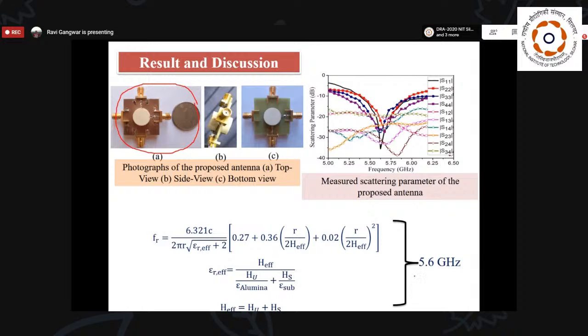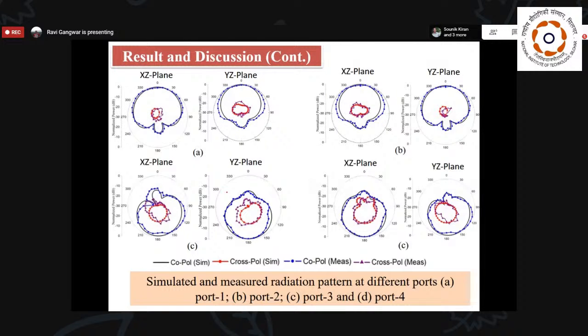And here we are able to generate the modes that are excited at 5.6 gigahertz, and this is valid with respect to the actual experimental values. So here you can see the far field pattern. You can check it here. Port 1 and port 2 are excited in the positive Z direction, and port 3 and port 4 are excited in the minus Z direction. Clear? So here we are able to get better correlation between the fields.